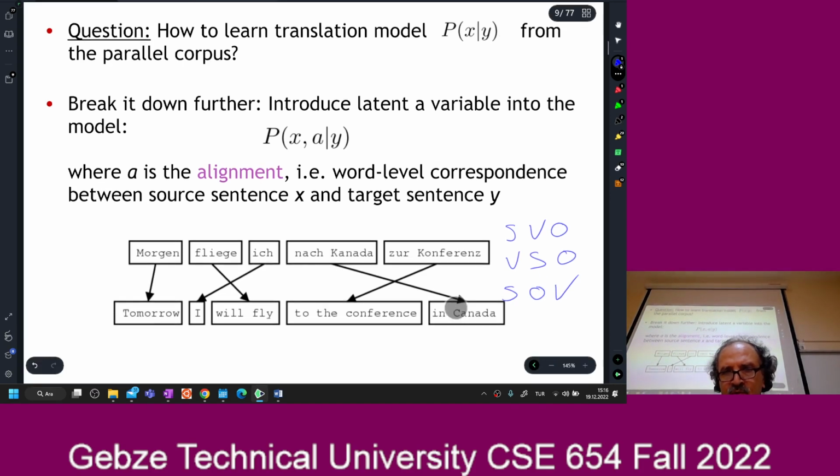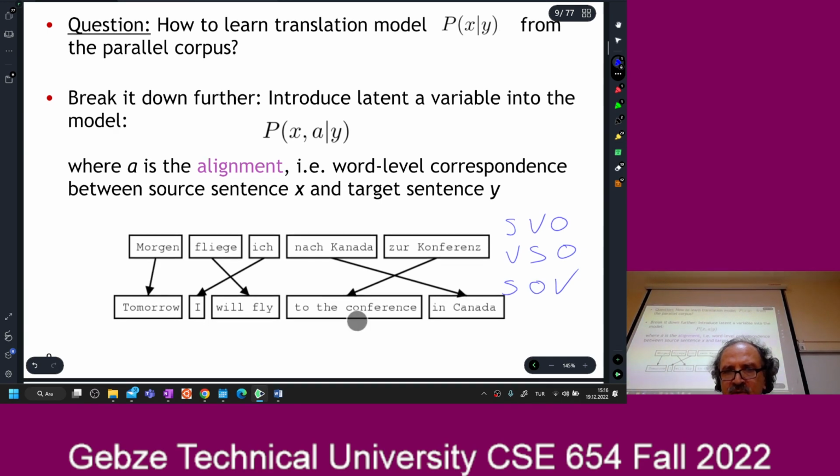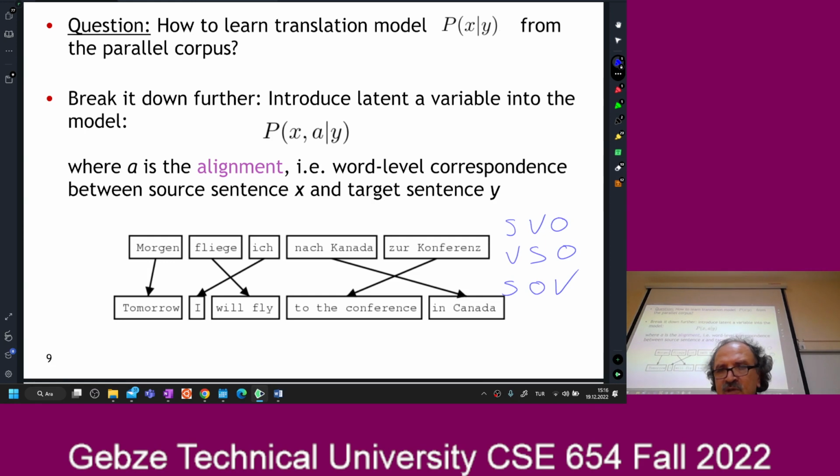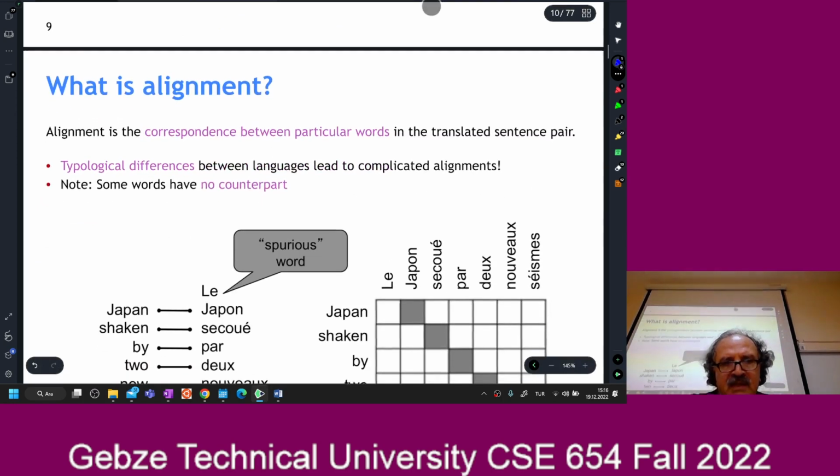2 words, 2 words, 2 words, 3 words. 1 word, 2 words, right? It changes from language to language. So how am I going to know how to make these sub-sentences? That's the problem.